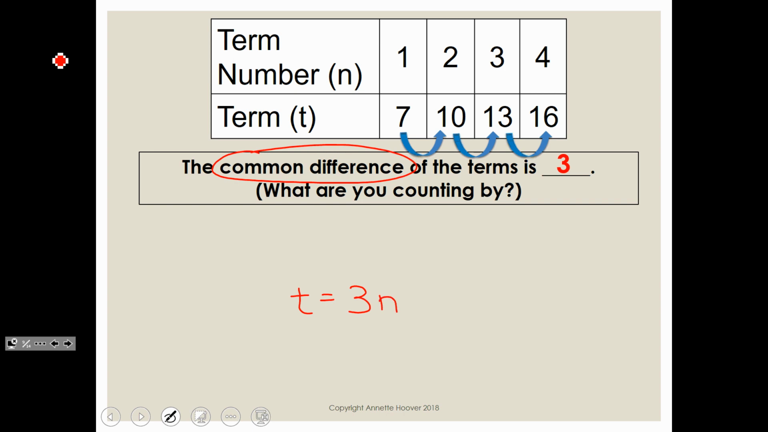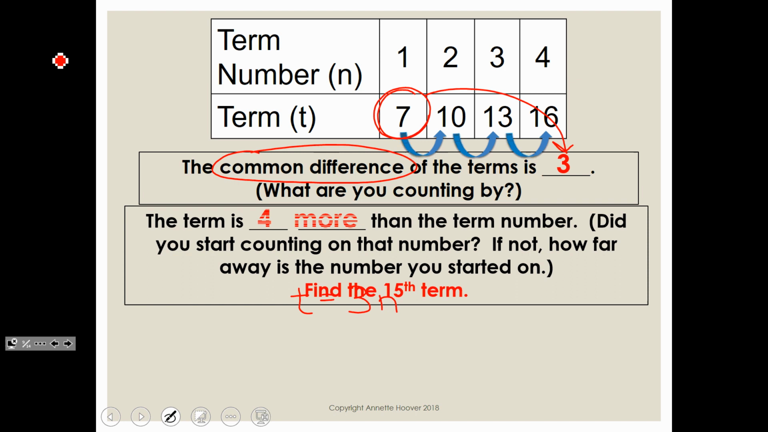Now we ask ourselves the second question. Did we start counting on 3? Did we go 3, 6, 9, 12? We counted by 3s, but we actually started on 7. And this number is 4 more than 3. So at the very end of our equation, we want to write plus 4.